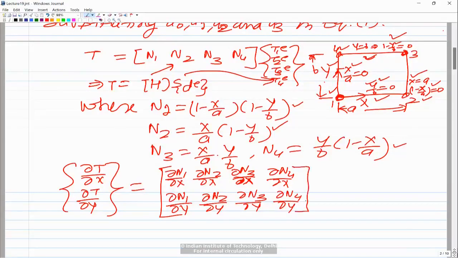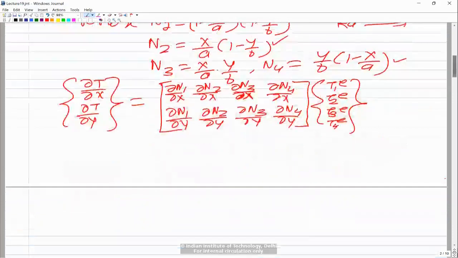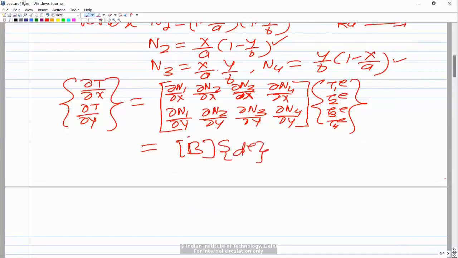This goes into the vector of elemental degrees of freedom, that is T1e, T2e, T3e, and T4e. This is as usual in our standard notation. We call this the gradient matrix B, and this the vector of elemental degrees of freedom, D. Now, you have the same integral functional for the 2D heat conduction problem, so we substitute this approximation in that and get the element level governing equation.